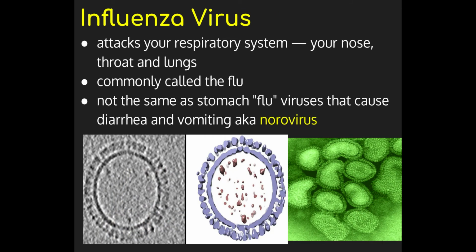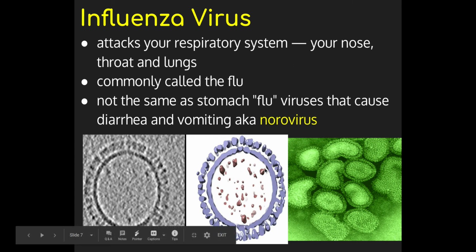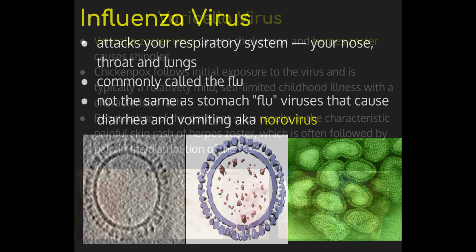Influenza is basically your flu virus, which attacks your respiratory system. This is not the same thing as a stomach flu. That's a completely different group of viruses called norovirus, so a completely different genus. But you can see the flu virus. It does have an envelope and it does have spikes. That's why it's so contagious.